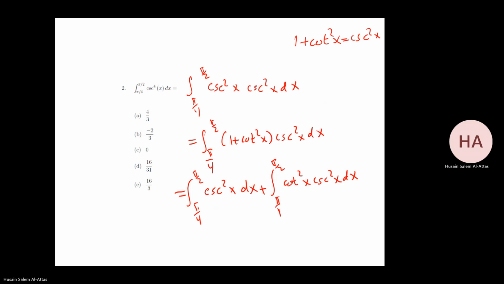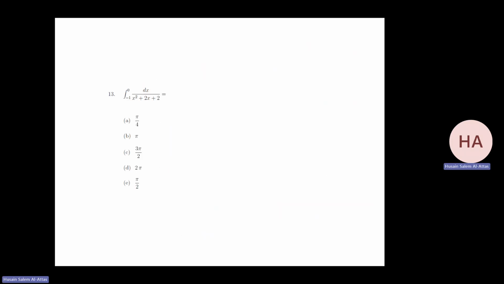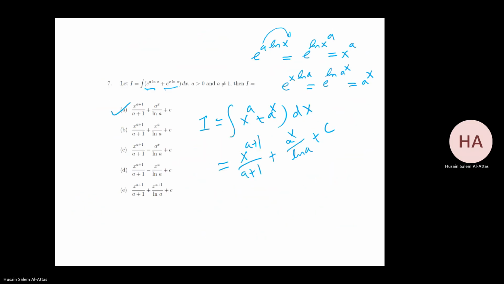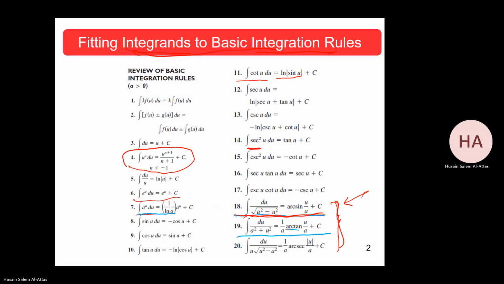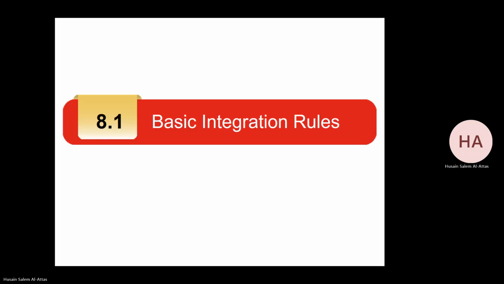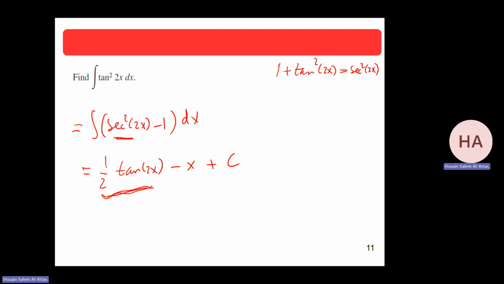Okay. This one is easy to do. Integral of cosecant square is what? Minus cotangent x. You know the formulas. Just to remind you, yes, integral of cosecant square is minus cotangent.